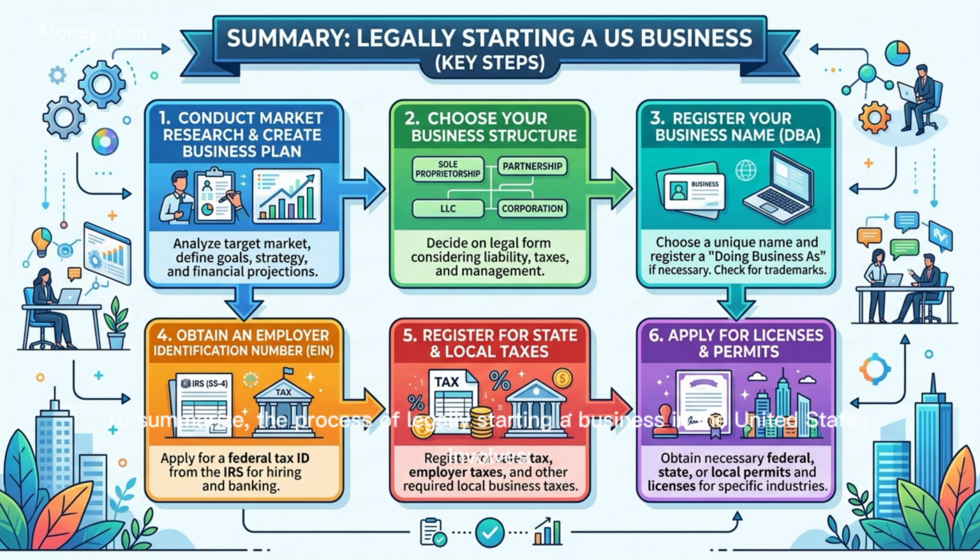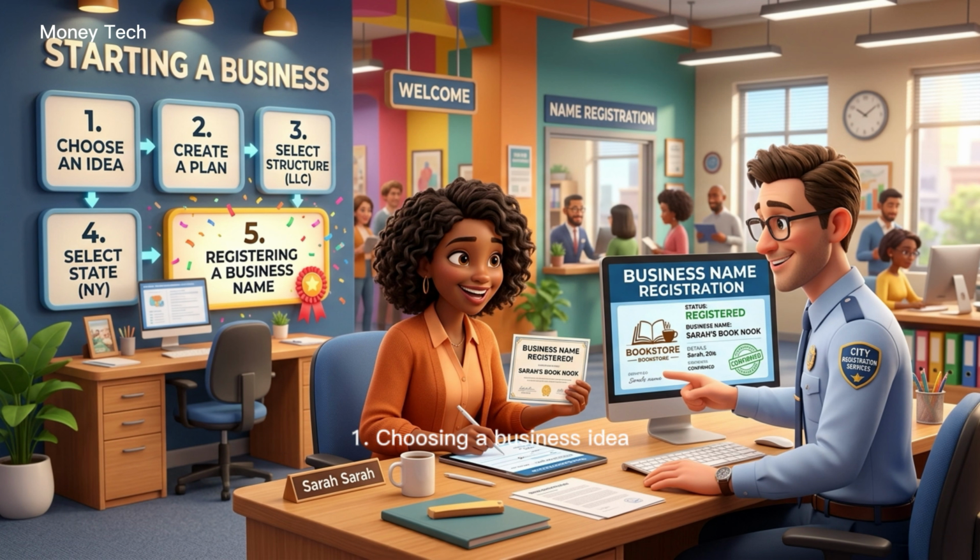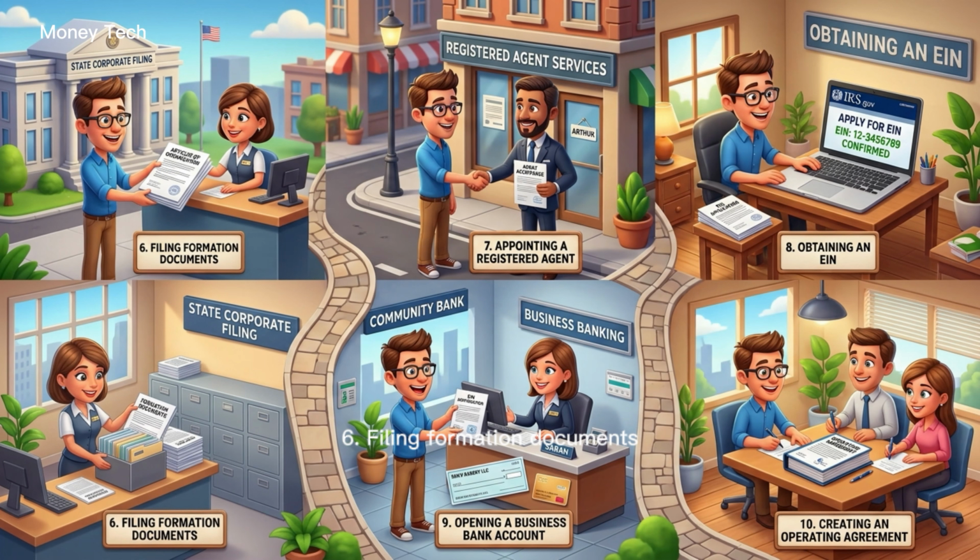Conclusion. To summarize, the process of legally starting a business in the United States involves 1. Choosing a business idea. 2. Creating a business plan. 3. Selecting a business structure. 4. Choosing a registration state. 5. Registering a business name. 6. Filing formation documents. 7. Appointing a registered agent.